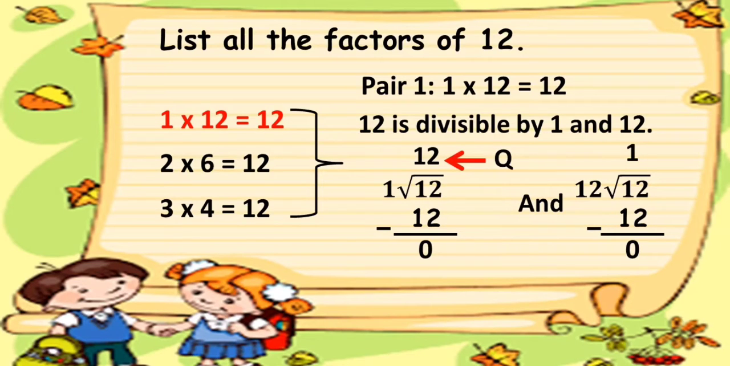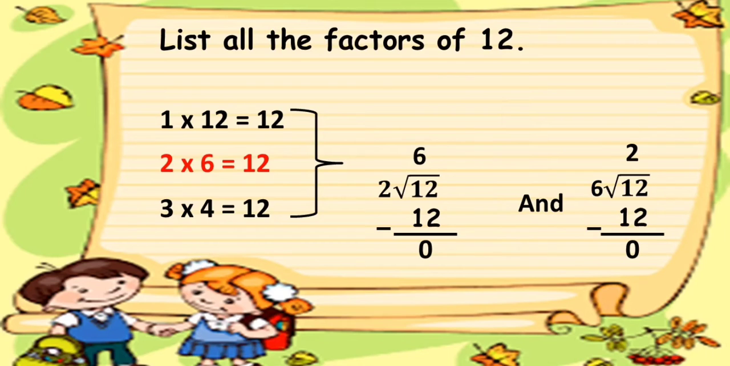For the first pair, 12 divided by 1, the quotient is 12 and we have 0 for the remainder. And when 12 is divided by 12, the quotient is 1 and the remainder is 0. So 12 is divisible by 1 and 12.